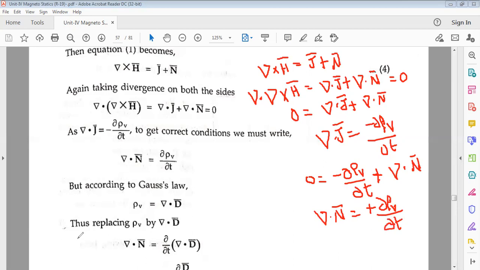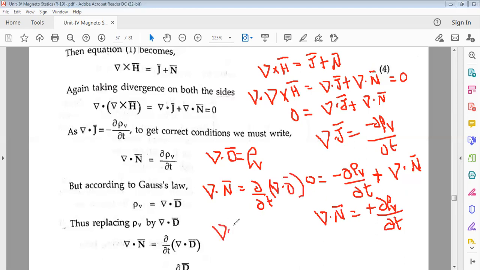Got it, my students? Now, what is rho V according to the first Maxwell's equation? Del dot D bar is equal to rho V. Now, substitute rho V as del dot D bar in del dot N bar is equal to dou rho V by dou T. Now, del dot N bar is equal to del dot dou D bar by dou T.